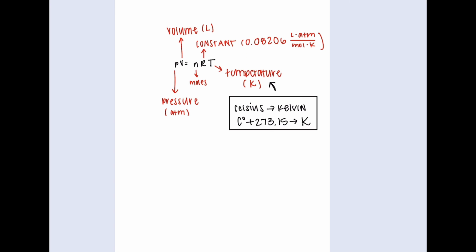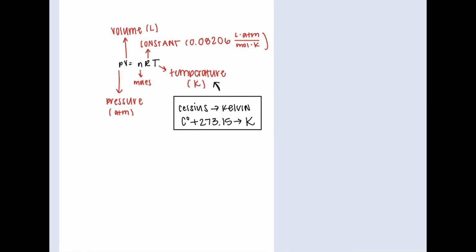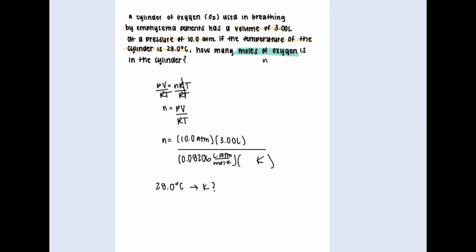Refer back to what I told you at the beginning of this video. In order to get from Celsius to Kelvin, you need to add 273.15. So 28 plus 273.15, that's going to give you 301.15 Kelvin. And so 28 degrees Celsius is 301.15 Kelvin. So let's now write that in.